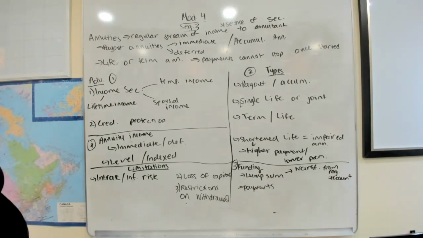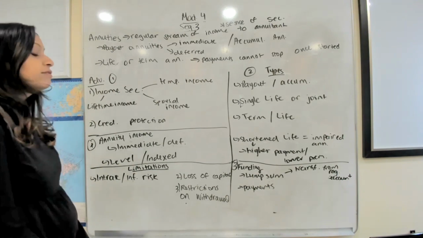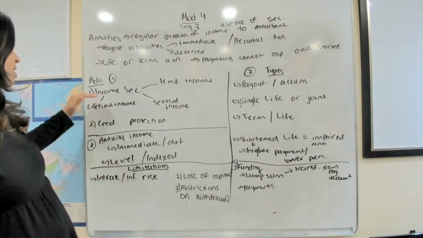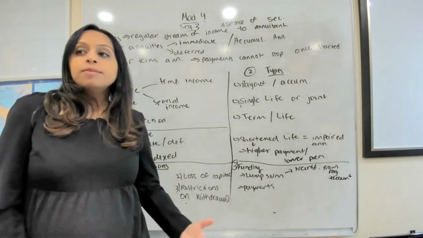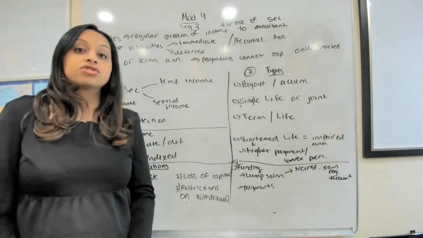Now, when we're looking at advantages for annuities, there's a couple of different advantages we can see. First, and the most obvious one, is that it gives income security. What that means is that you're able to customize that income based on your needs.